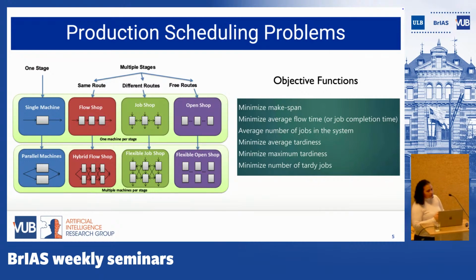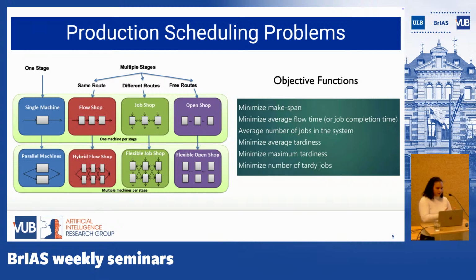Typical objective functions that we can find when we are working in manufacturing scheduling is to minimize what is called the makespan. That's the completion time for all the tasks. You could also want to minimize the average flow time, so the time the jobs spend in the system, or the average number of jobs in the system. And if we can also work with deadlines or due dates, then we could also want to minimize the average tardiness, or the maximum tardiness, or the number of tardy jobs that you have in the system.